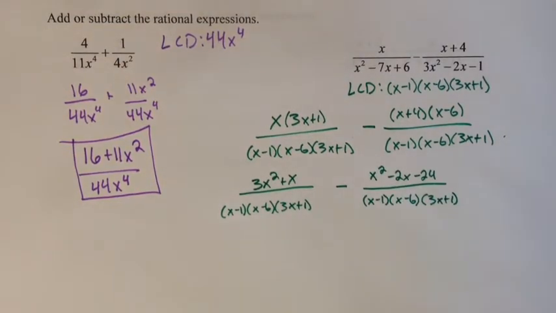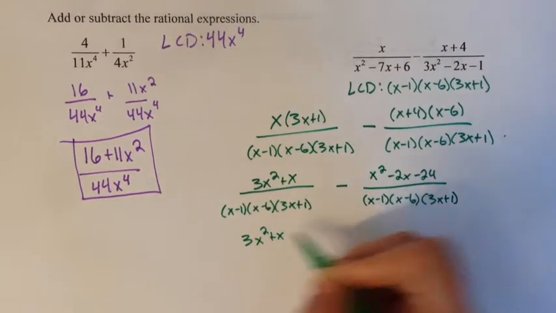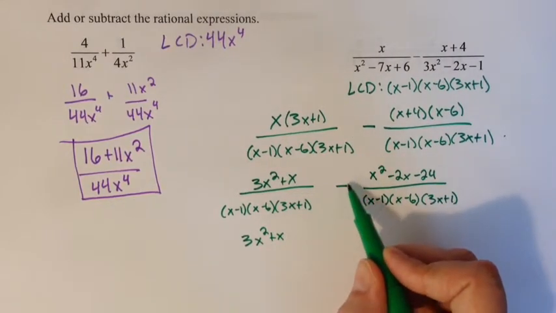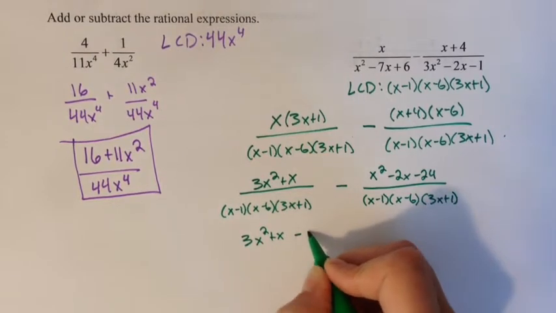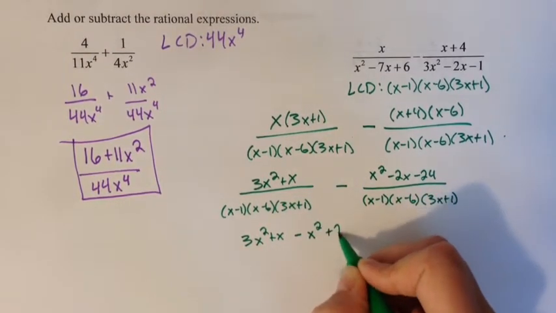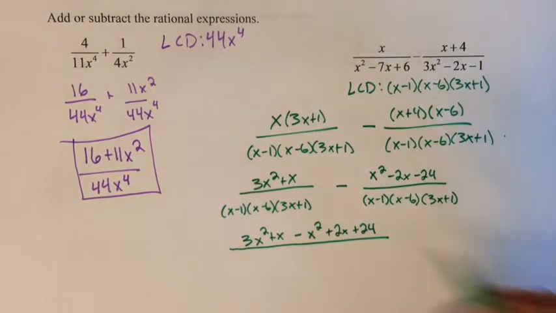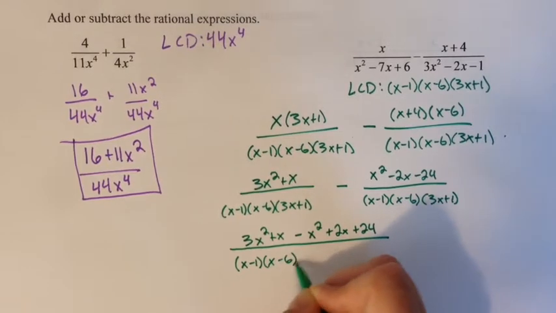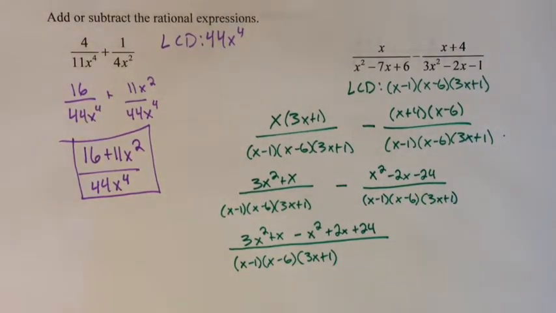There they are, my nice numerators all multiplied out. Now I can take numerator 1, 3x squared plus x, and subtract my second numerator. Remember that that negative needs to be applied to all three terms, which will make this minus x squared plus 2x plus 24, all over my same common denominator, x minus 1, x minus 6, 3x plus 1. At this point, we've done the subtraction.